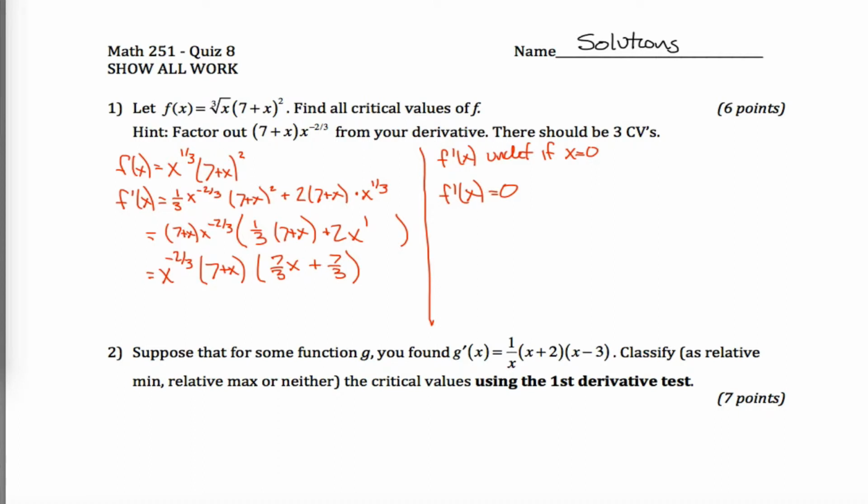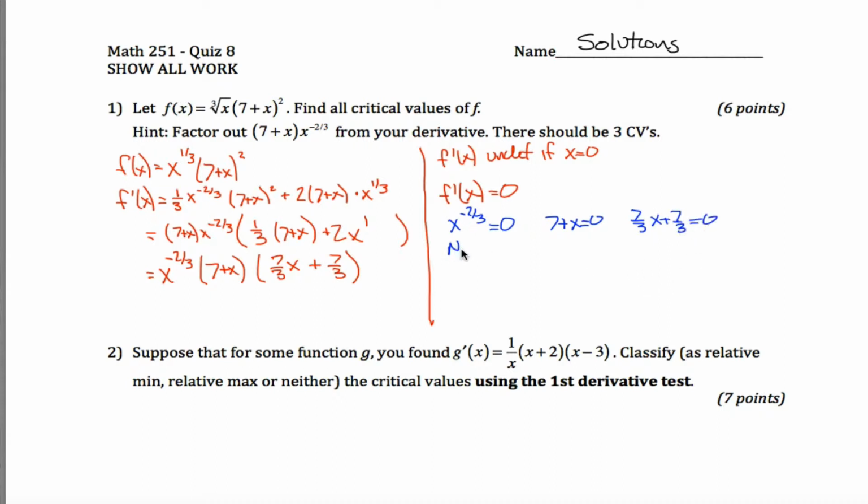Maybe I should switch colors. So I got x to the negative 2/3 could equal 0. This entire thing equals 0 if this first factor equals 0, or the second factor equals 0, or the third factor equals 0, because 0 times anything is 0. So here, if this equals 0, I get a critical value. If 7 plus x equals 0, I get a critical value. And if 7/3 x plus 7/3 equals 0, I get a critical value.